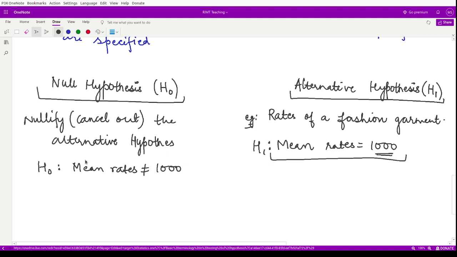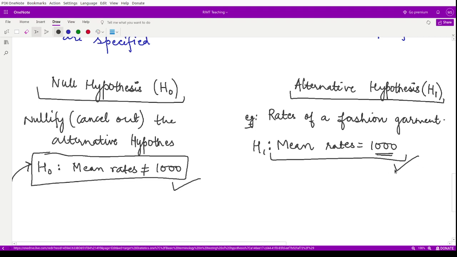So initially, our main focus would be on this null hypothesis. Whatever decision we make will be on the null hypothesis. So you should define, in the very starting of your solution, the null hypothesis and the alternative hypothesis very carefully, right?